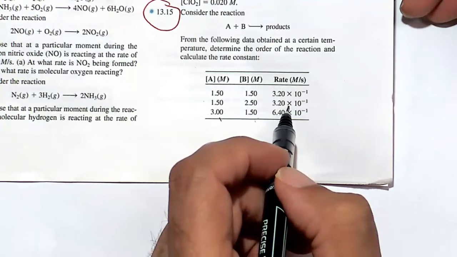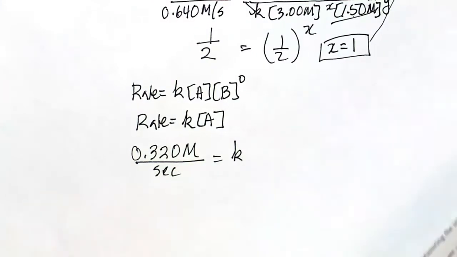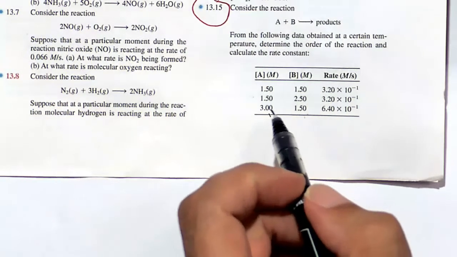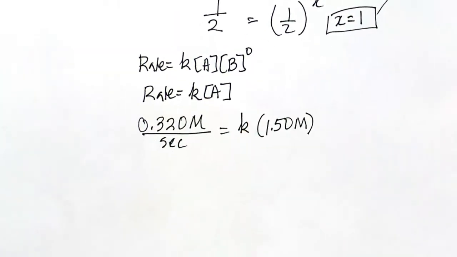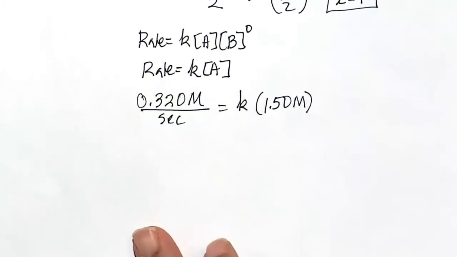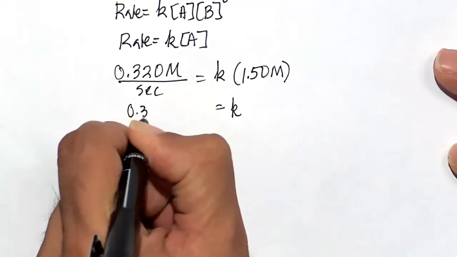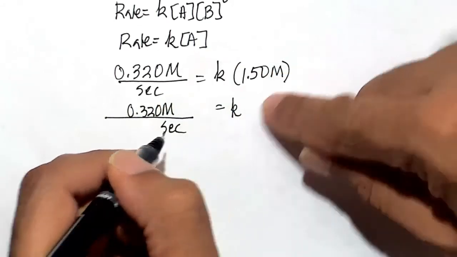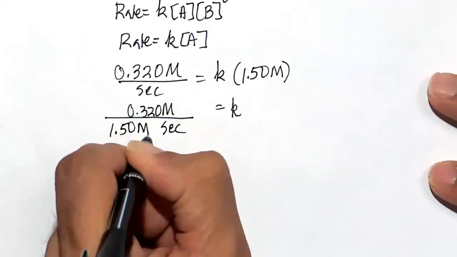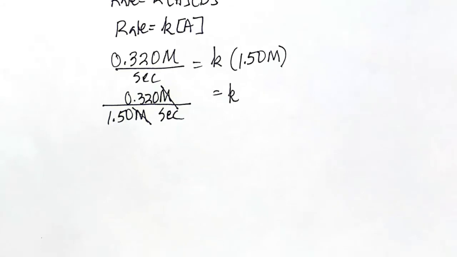So rate 2 for experiment 2 is 0.320 molar over seconds equals k. We're going to have to solve for k here now. And concentration of A is 1.50 raised to the power of 1. Okay, now you have to be very meticulous here with regards to your units. So k is going to equal 0.320 molar over seconds divided by 1.50 big M, which is moles per liter. So the big M cancels. So 0.320 divided by 1.5 will be the answer for lowercase k, the rate constant.